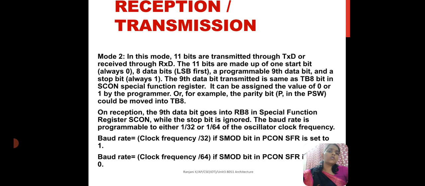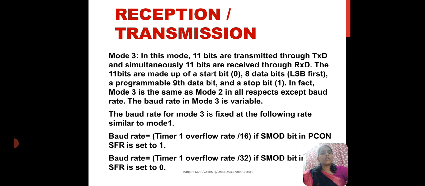Whereas in mode 2, 11 bits are transmitted through TXD and received through RXD. The 11 bits are made of one start bit, that is always 0, 8 data bits, and a 9th bit that is programmable, it may be a stop bit. In mode 3, 11 bits are transmitted through transmission, and simultaneously 11 bits are received through reception. The 11 bits are made up of one start bit, 8 bits of data, and a programmable 9th bit, that may be the stop bit.